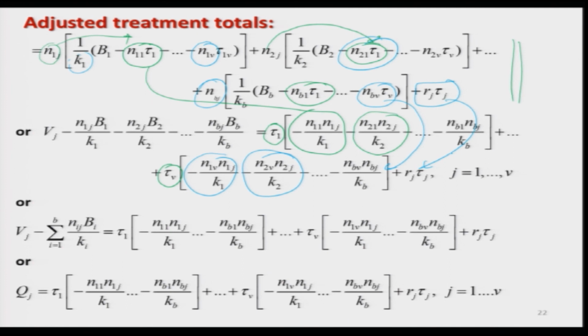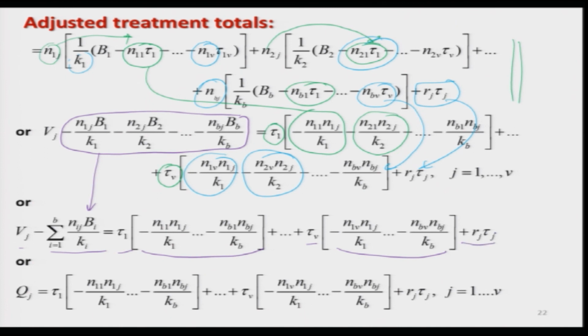This is a very simple thing, right. It looks more complicated when I am trying to do it on the slide, but it is very simple, and I write these terms in a simple way just by summation. So, I can write V j is equal to summation over i of n i j b i divided by k i, and then tau 1, tau 2, tau v along with their respective coefficients, plus r j tau j.